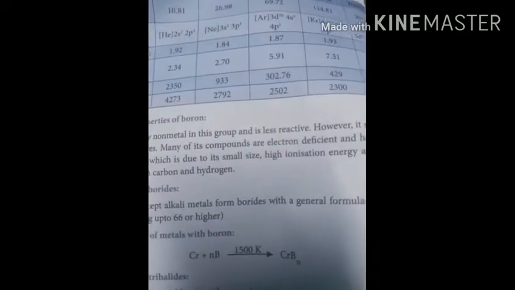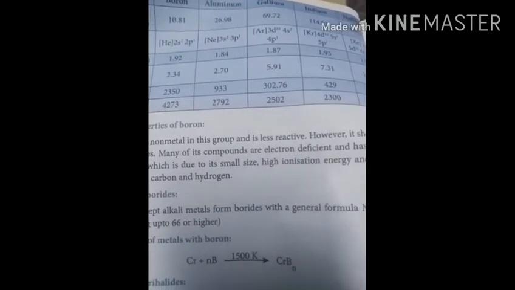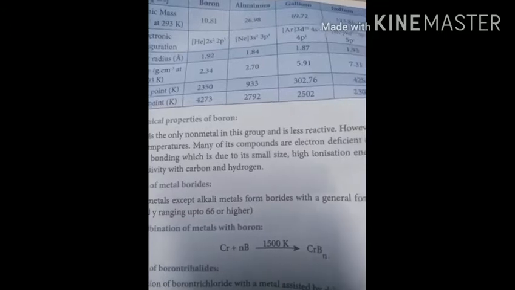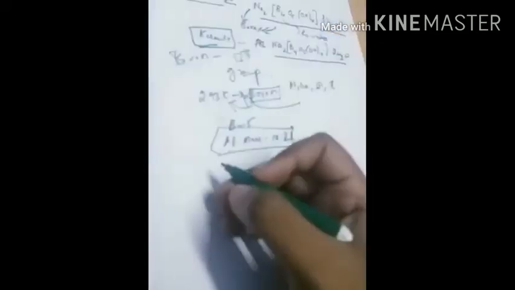Can you see it clearly? This is the tabular column given for every element: boron, aluminium, gallium, indium. That is what its physical properties are all about. Now we are going to discuss chemical properties.